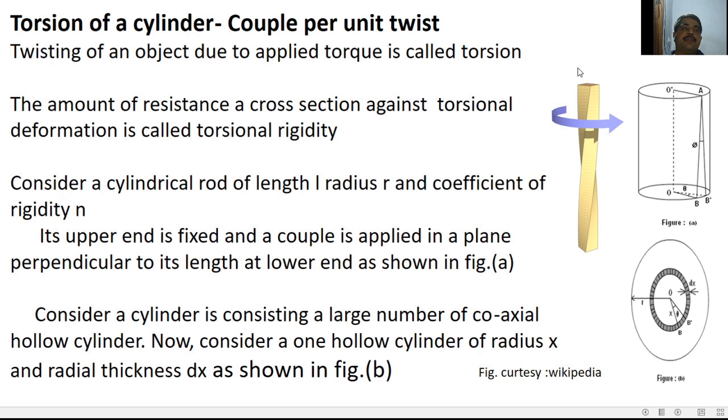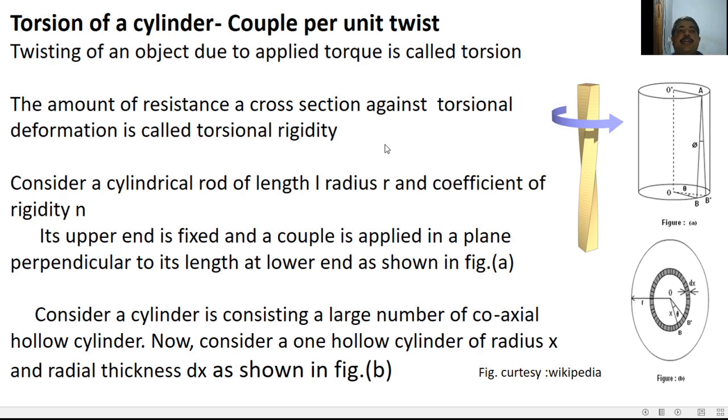Now let us consider a rod of length L. When you apply a torque or a couple, this rod gets twisted. The twisting of an object due to applied torque is called torsion. When this rod is under torsion, it produces an opposite or restoring force in the anticlockwise direction. The amount of resistance in a cross section against a torsional deformation is called torsional rigidity.